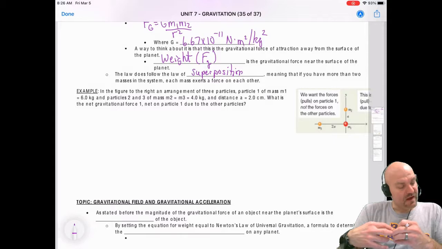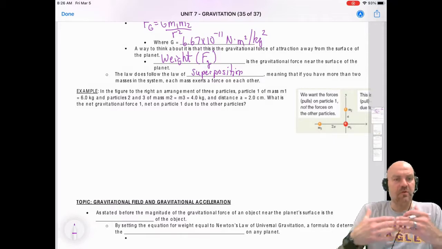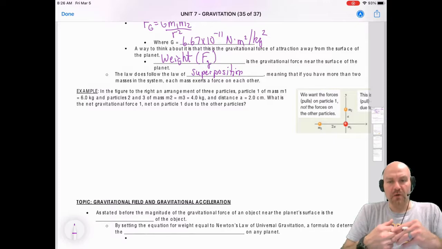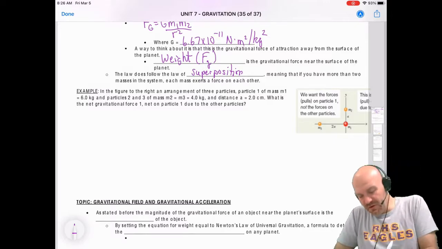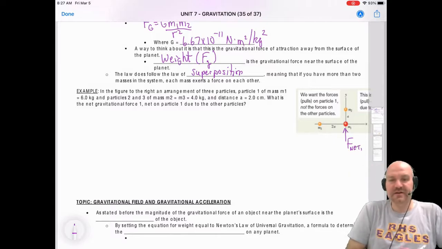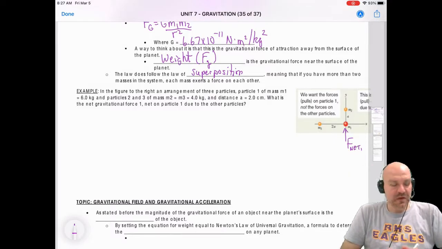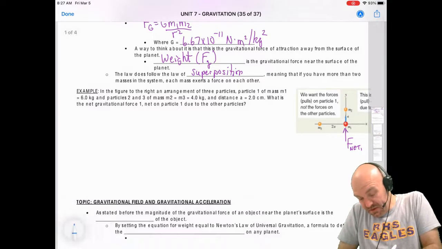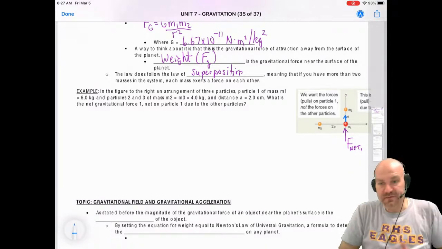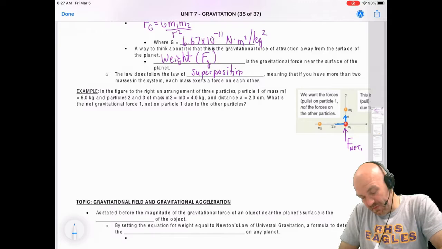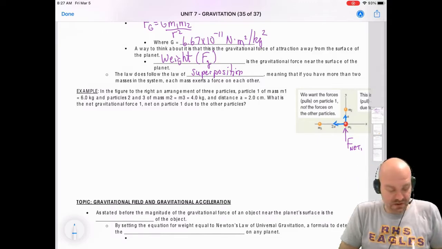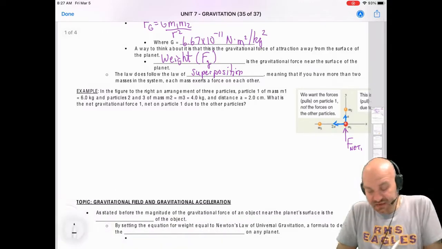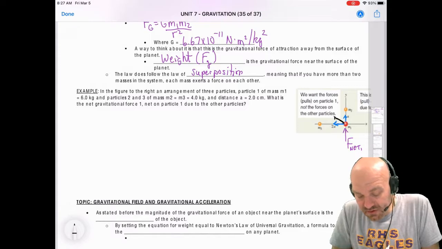I kind of have this all jumbled up here. So what is the net gravitational force F sub 1 net on particle 1 due to the other particles? So we're looking for the net force on this object, okay? What happens is, if I let this system play out, M1 will want to attract towards M2, right? M1 will also want to attract towards M3. So what is the net force acting on M1? It's going to go in this direction, right?